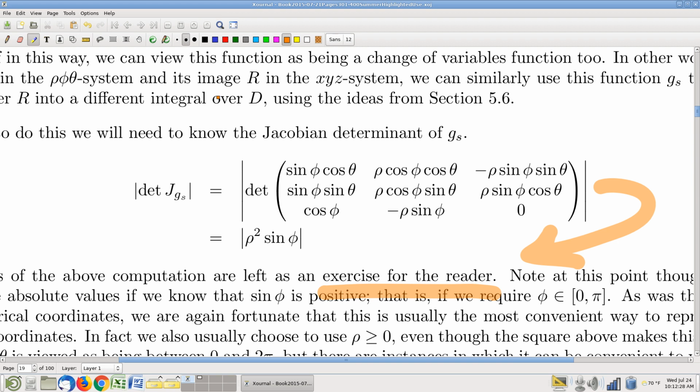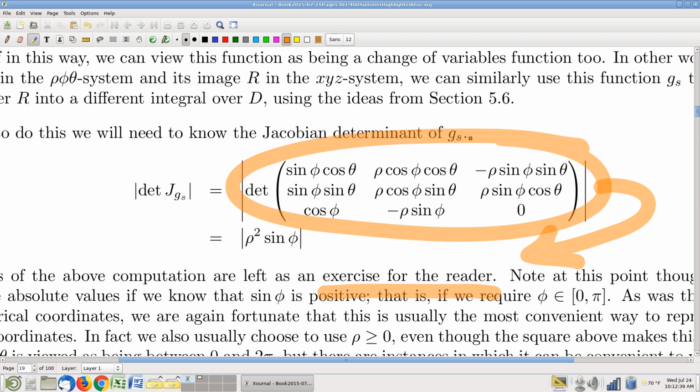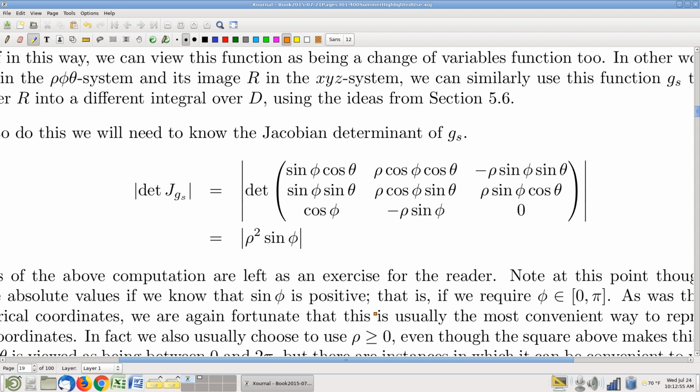By the way, it's good practice in being on the lookout for and being able to take advantage of Pythagorean identities. Sine squared plus cosine squared is going to come up a lot. Look at all the terms in here. It looks like a nightmare. Can you imagine taking the determinant of this monster? There's going to be sines and cosines everywhere. The Pythagorean identity is going to come in and hack through huge segments of that. And the final result is that this Jacobian determinant is rho squared sine phi.